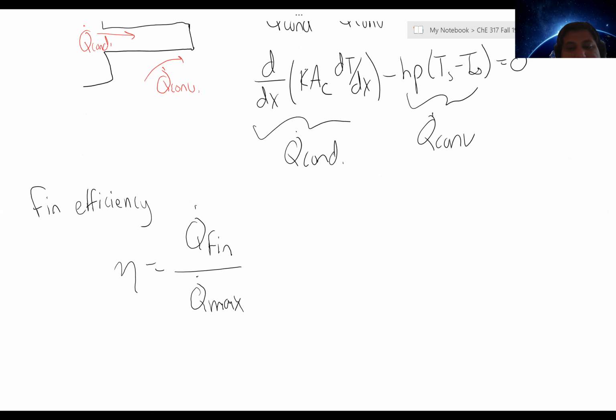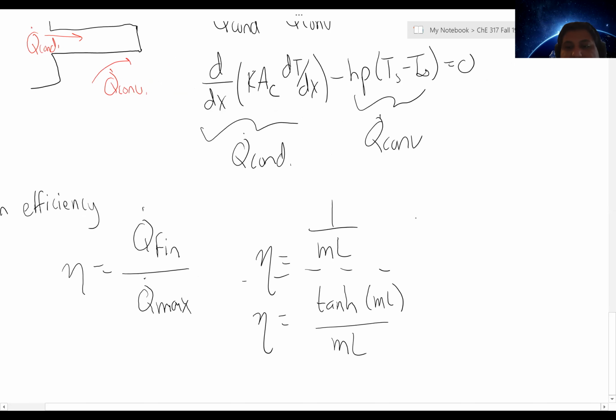Depending on the fin you consider, if the fin is long or is considered adiabatic at the tip, meaning there's no real heat transfer that occurs at the tip, which depends on the design, you get one of two cases where the efficiency can be denoted as 1 over m times the length, or this is a different expression, the hyperbolic tangent of m times L over m times L. This is for a long fin, and this is for a fin with an adiabatic tip. They're just special cases.